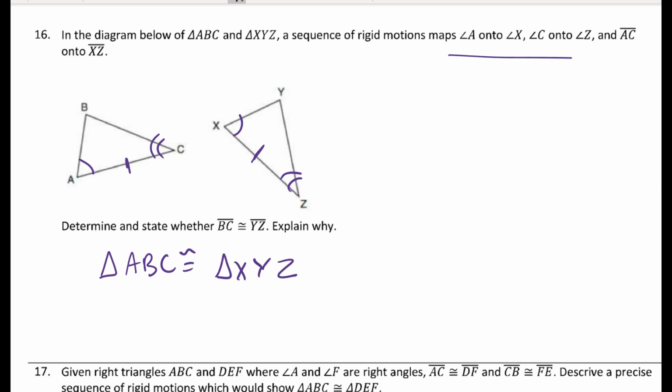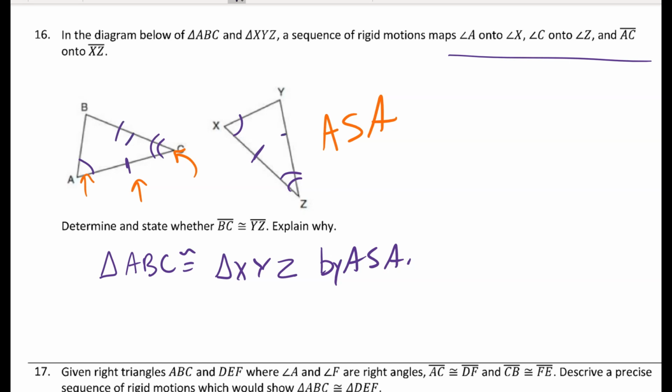The reason being is once I read all that, I marked it in my picture, and this to me looks like an angle-side-angle proof, where I've got an angle, a side, and then the angle as well, and that's true for both these. So triangle ABC is congruent to triangle XYZ by angle-side-angle, and if you're thinking about your rules for proofs, if the triangles are the same, the corresponding parts of those triangles should be the same as well. So you can make an argument for BC being congruent to YZ by CPCTC.